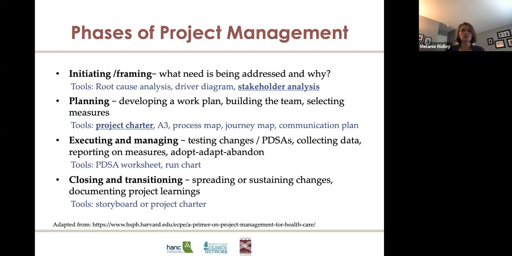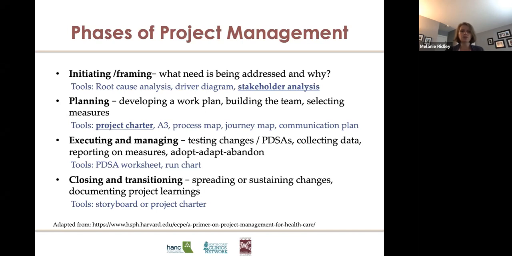You might use some tools like root cause analysis, driver diagram, or stakeholder analysis in this phase. In the second phase, you're planning your project, you're building your improvement or project team, you're creating a step-by-step plan of how you'll execute the project, determining what needs to be done, by when, and who will do it. And you will also establish your measures and targets for achievement.